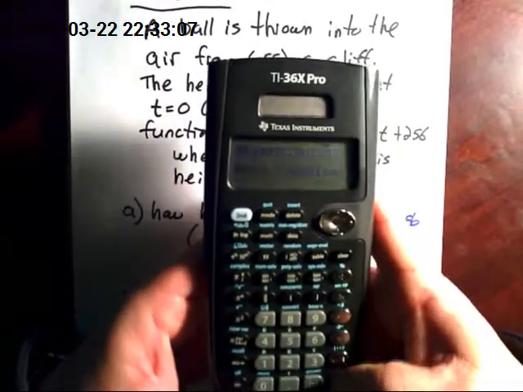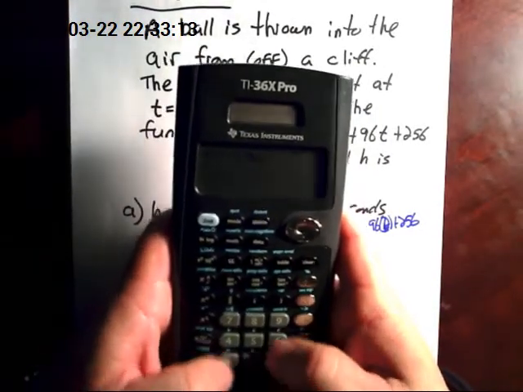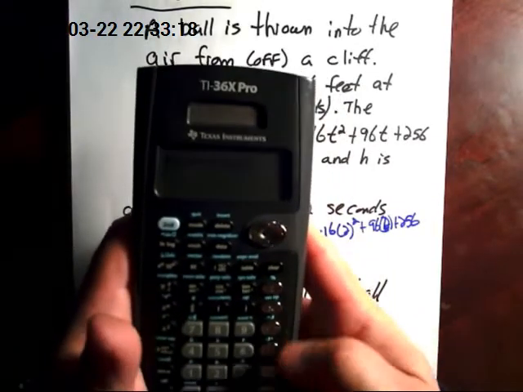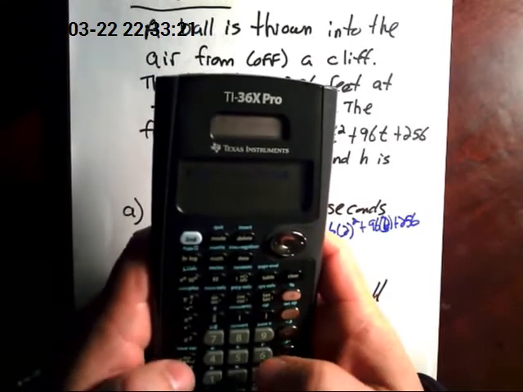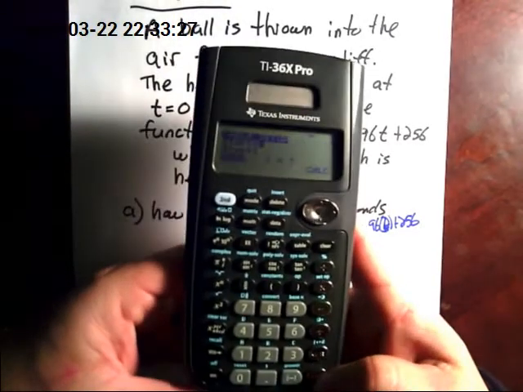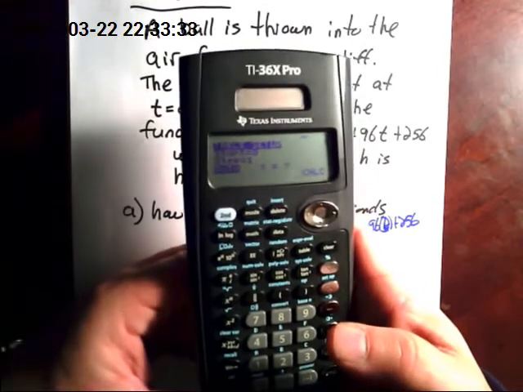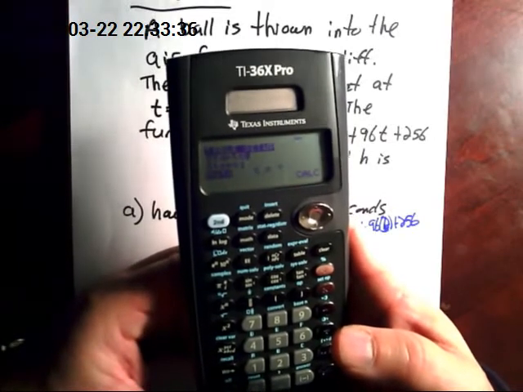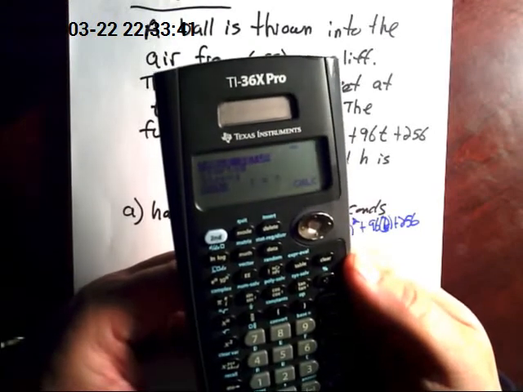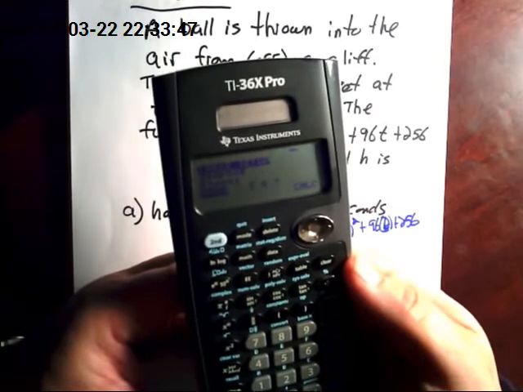I'm going to do table edit function, and I'm going to enter that equation in there. Negative 16. Well, I don't have a t, so I'm going to use x. Negative 16x squared plus 96x plus 256. Remember this one? Press enter. And it says x equals. Well, this is going to give me all the values. Now, why would I not have any negative values? Why would I not have t equals negative numbers? Right, it doesn't make sense because t is time and you don't have a negative time.